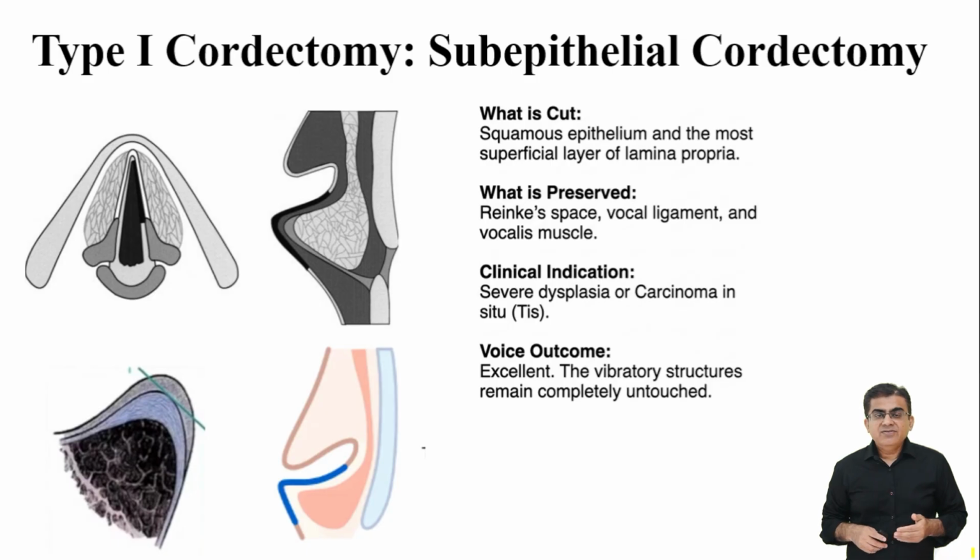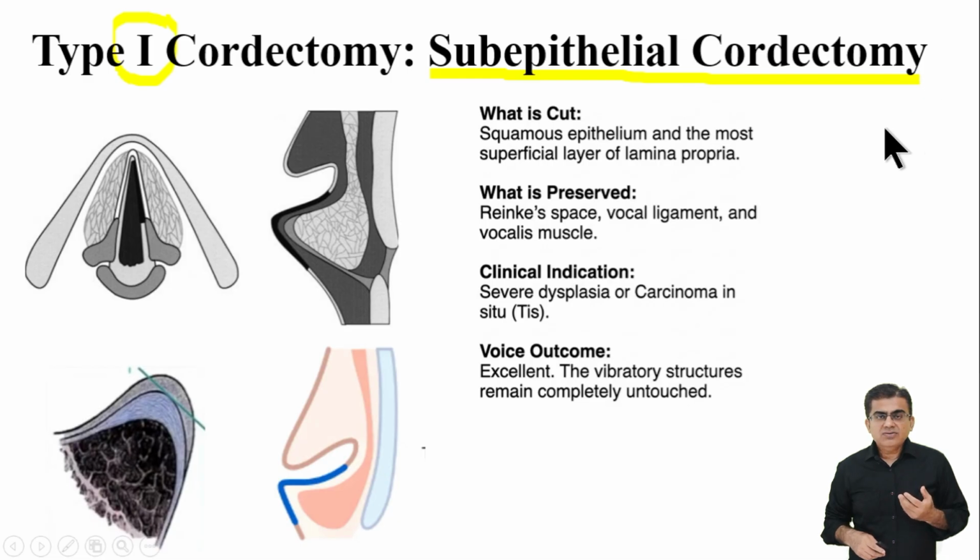Let us start with the very first category of resection, type 1 cordectomy. We clinically call this a subepithelial cordectomy. This is our most superficial and most delicate surgical cut. Look closely at what we are actually removing. We strictly remove only the squamous epithelium and the very top layer of the lamina propria. We purposefully leave the deep Reinke's space, the strong vocal ligament, and the vocalis muscle completely untouched.